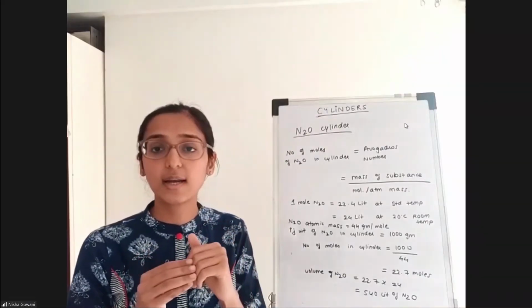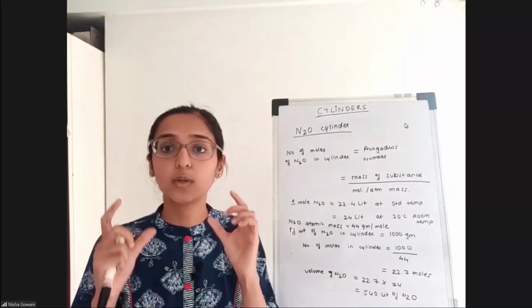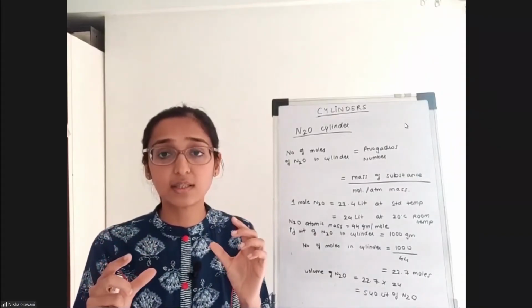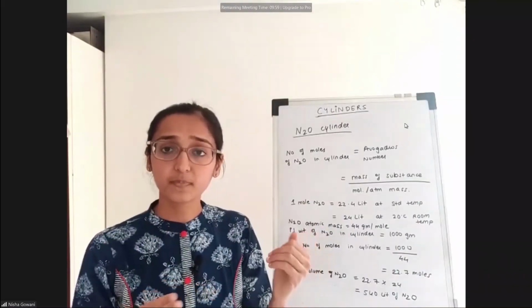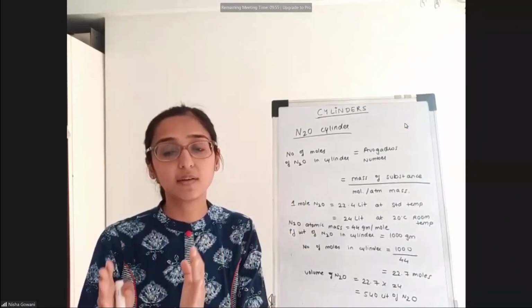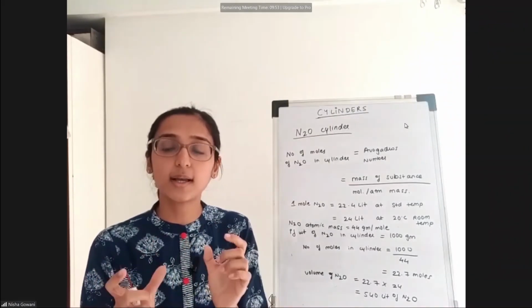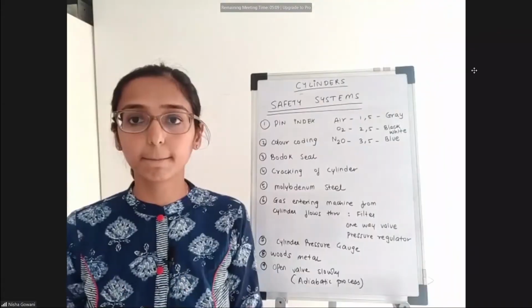Once the nitrous oxide has been exhausted, all the liquid is no longer liquid and only the gaseous form is left within the cylinder. And now the pressure is going to start dropping. Once the pressure starts dropping, that is when you can apply the P1V1 is equal to P2V2 formula, and you can calculate the volume of nitrous oxide left within the cylinder.